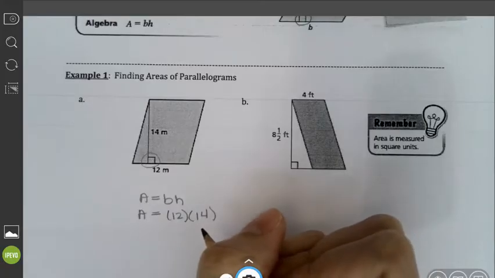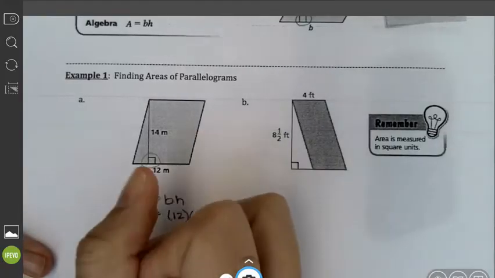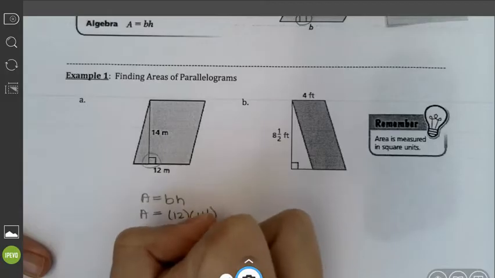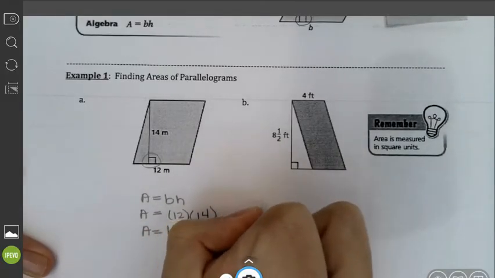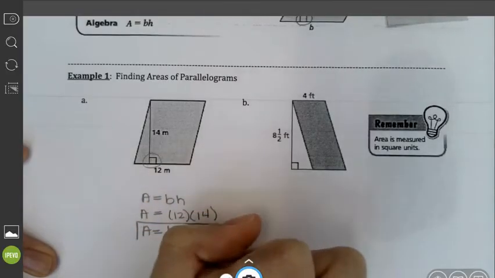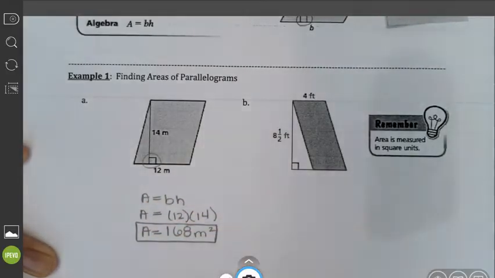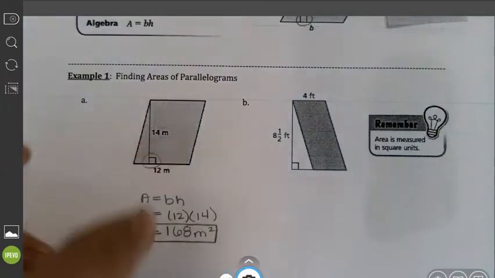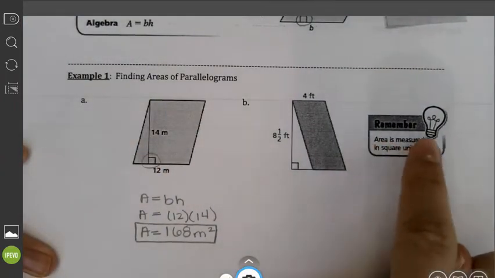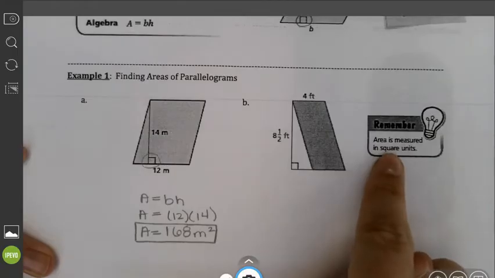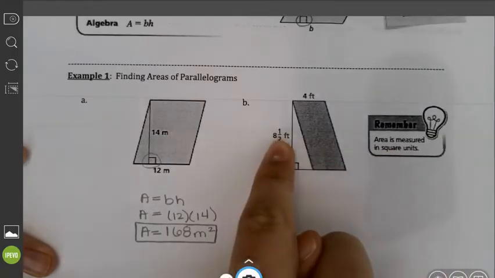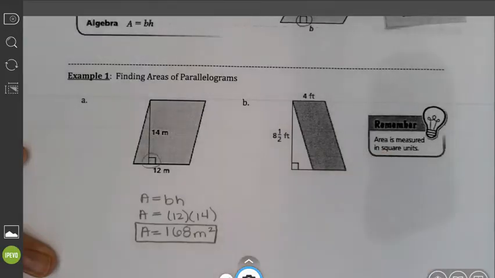So that's the second step. Now you're going to multiply these together, and you get 168, and we label it meters squared. So that is the area, how much space is taken up in this two-dimensional shape. Area is always measured in square units. So whenever you're writing area, you should write whatever the measurement is squared.